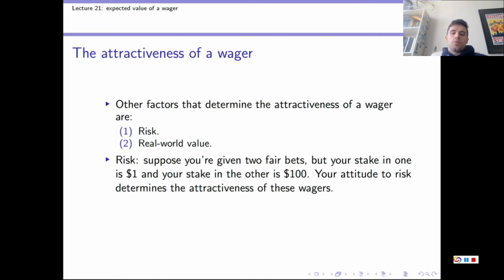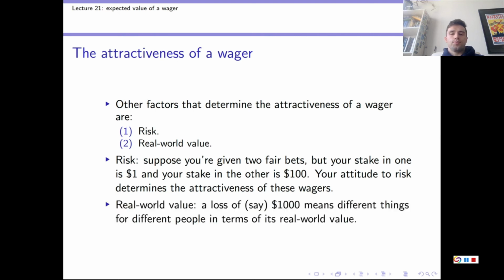And in that case, we say that you're assigning a negative value to risk itself. If, on the other hand, you enjoy taking risks for their own sake, you might prefer the $100 wager, in which case you'd assign a positive value to risk itself. And all this is to say that while expected value is a major factor in determining the attractiveness of a wager, it isn't the only thing that matters. The positive or negative values assigned to risk itself must also be taken into account.